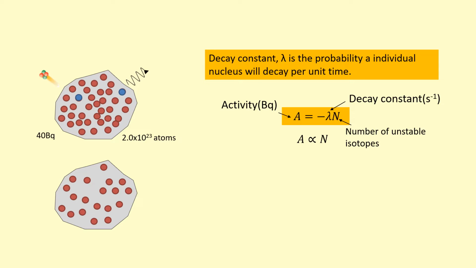If we've got 2.0 times 10 to the 23 atoms and we get an activity of 40 becquerels, after some time, some of those isotopes will have decayed. Let's say the number of isotopes left over is half of the initial amount. We expect the activity to also halve, because if there are fewer isotopes to decay, then the rate of decay is also less.